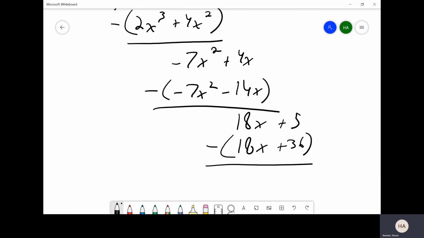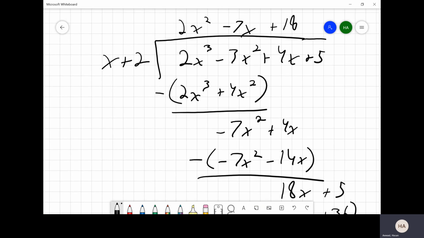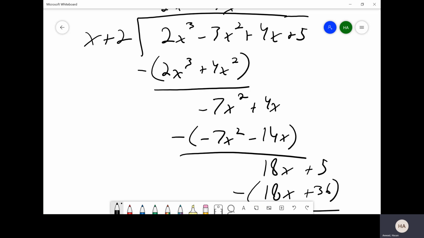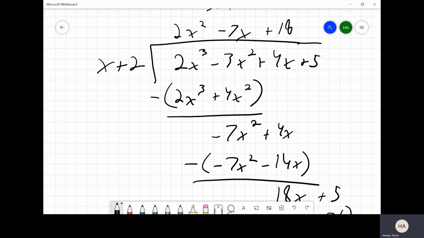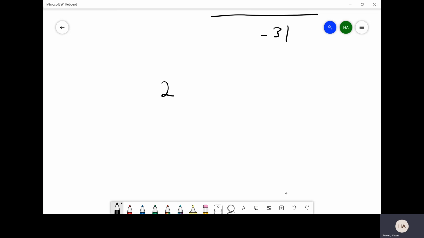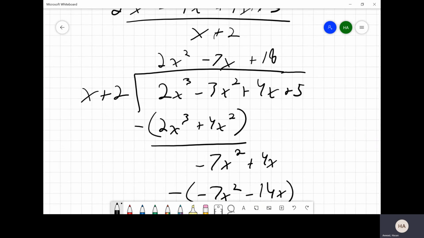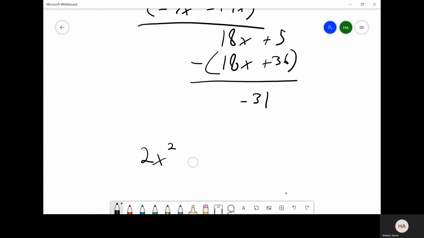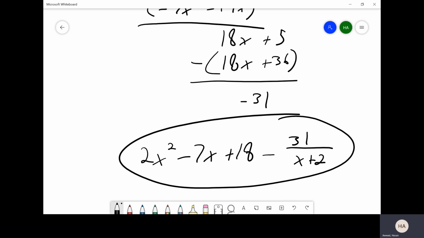So subtracting, 18x minus 18x cancels out. 5 minus 36 gives me a negative 31, and that is my remainder. We can't divide negative 31 by x plus 2 any further, so we have a remainder here. So what is our final solution? Our final solution here is 2x squared minus 7x plus 18. I think it's minus 7x, sorry. And then our remainder, whatever the sign is, you put it here. So negative 31 over your original divisor, x plus 2. And this is your final answer.